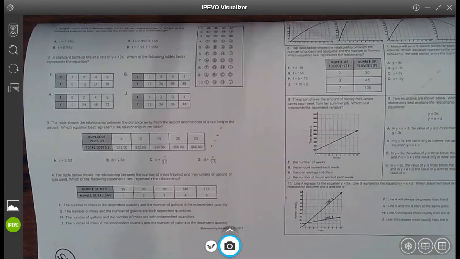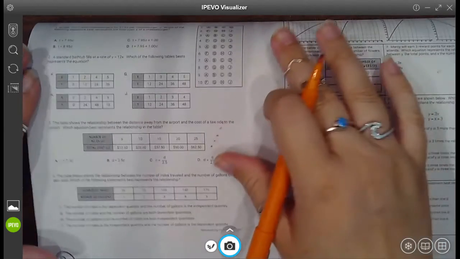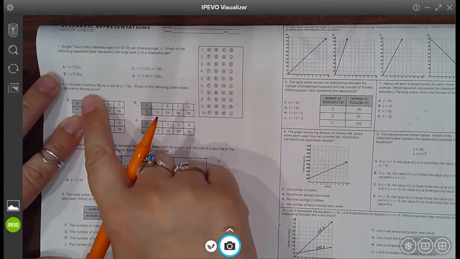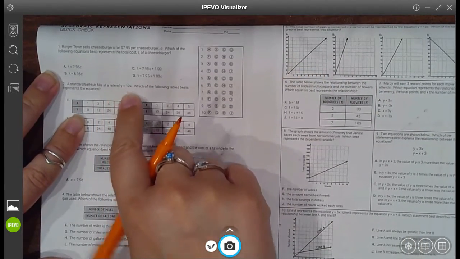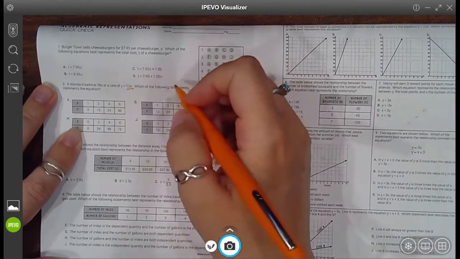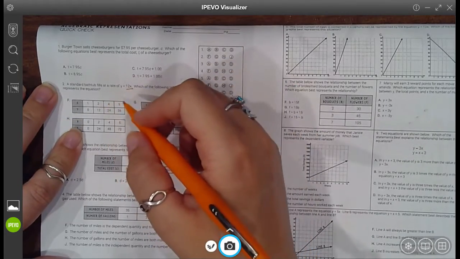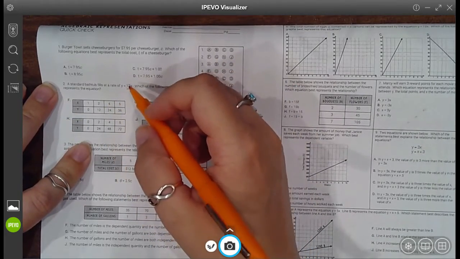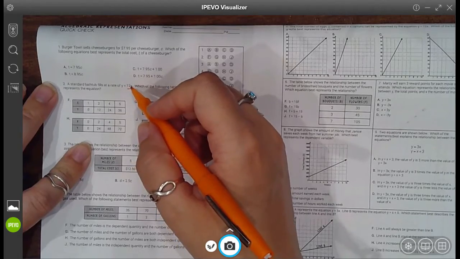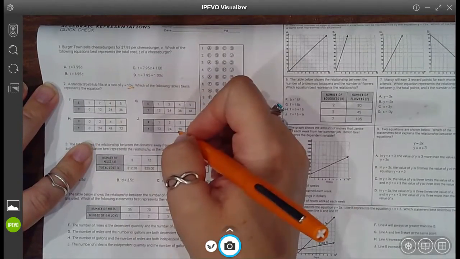Okay, my biggest hint to you for all of these is to test to see the relationship between x and y. So for instance, let's take a look at number 2. It says a standard bathtub fills at a rate of y equals 12x. Which of the following tables best represents the equation? So in order to get y, you multiply x by 12. Let's see which one of these tables is true.